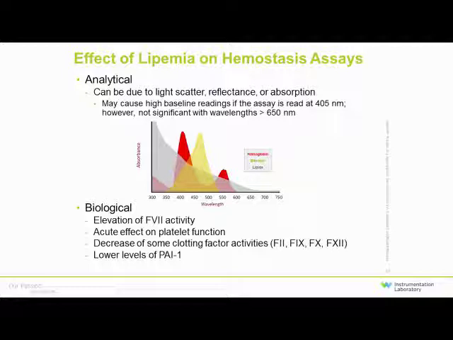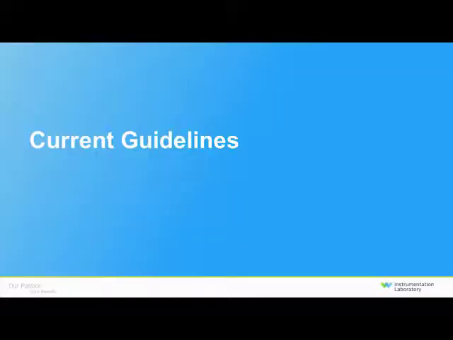The biological effects of hyperlipidemia include elevation of factor VII. They have an acute effect on platelet function. It can decrease some clotting factor activities, including factor 2, 9, 10, and 12. And you actually also have lower levels of plasminogen activator inhibitor 1.